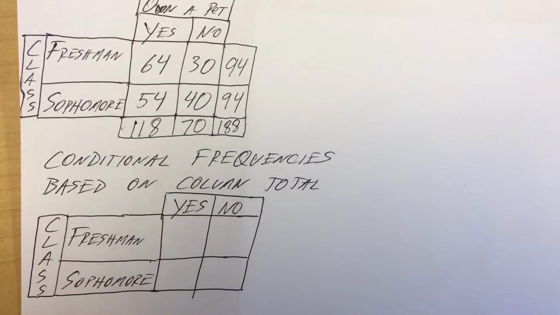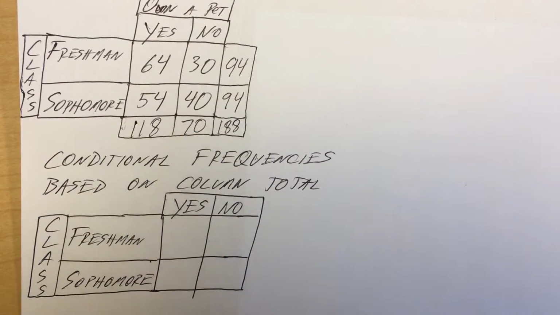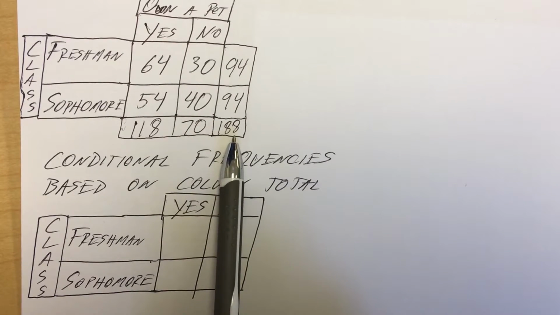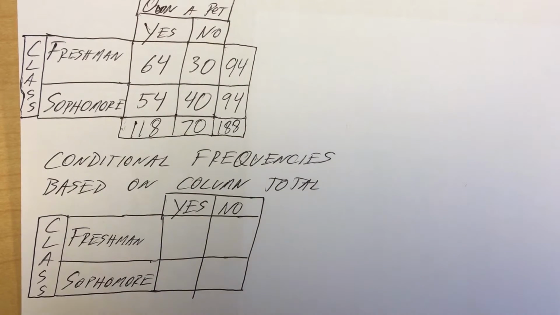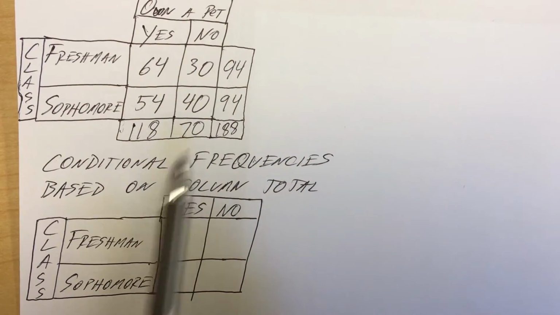In this question, we want to find the conditional frequencies based on the column total. Conditional frequencies, again, can either be based on the columns or the rows, and for this question, we'll be using the column totals. What that means is for the percents or decimals, instead of dividing by the total number of people in the survey, which is 188, we'll divide by the column totals, which is 118 for the yeses and 70 for the nos.